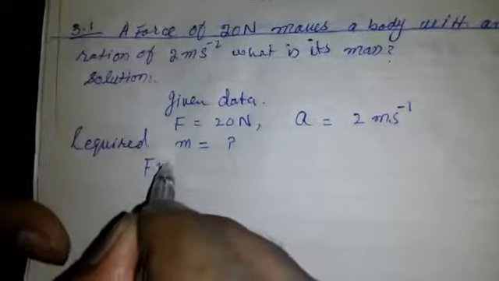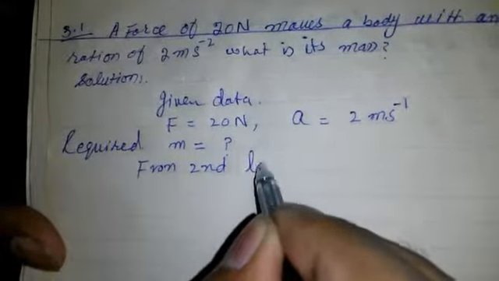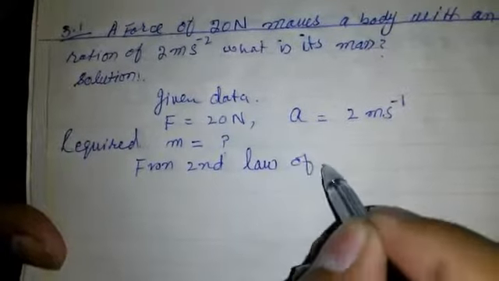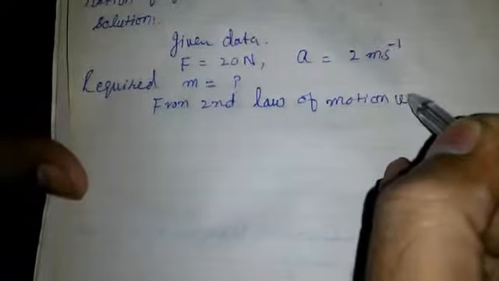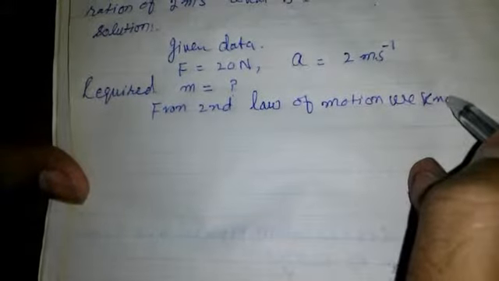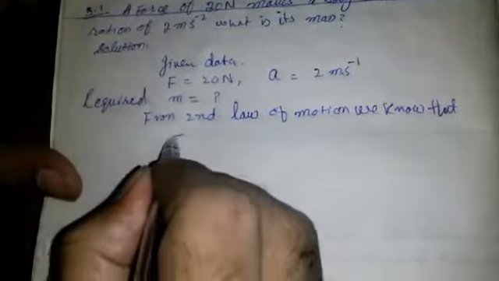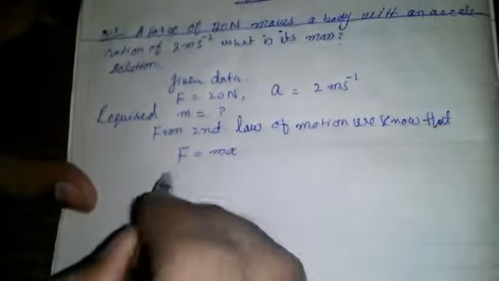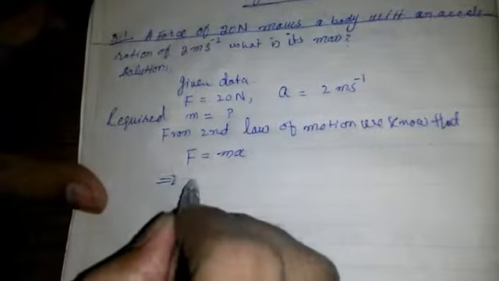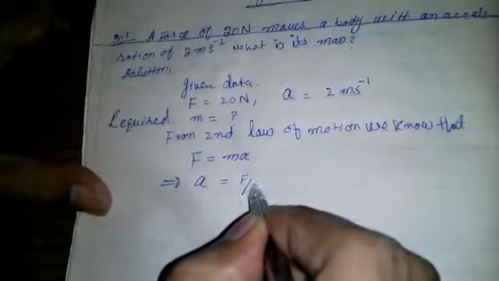From second law of motion, we know that F is equal to ma. This implies a is equal to F over m.